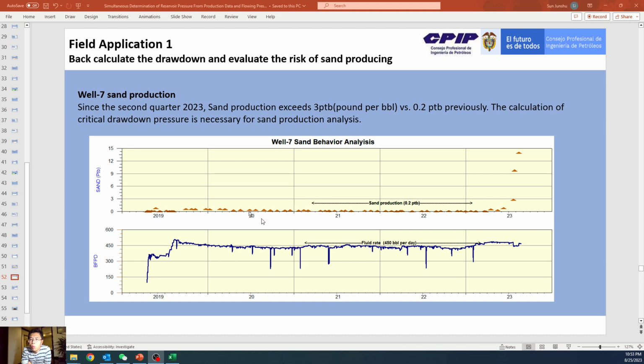So we want to calculate the critical drawdown pressure to avoid sand production. At this point, the sand production increased dramatically. We think the drawdown at this period is critical. That is the maximum drawdown before sand producing.